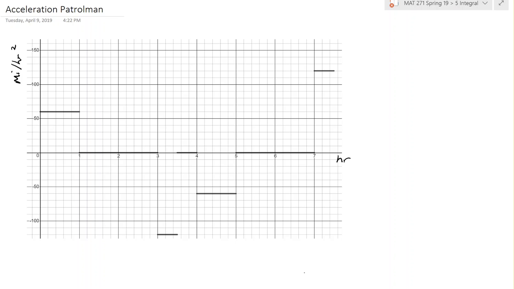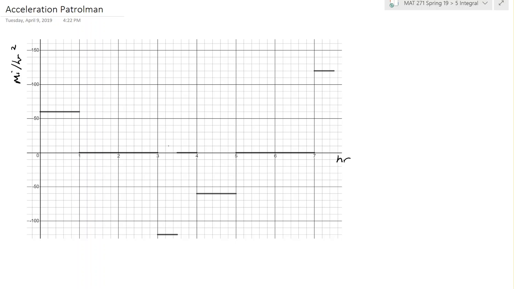I've got a little graph that I put together that represents the acceleration of a patrolman. It's not terribly realistic, but at time 0, the patrolman starts accelerating at 60 miles per hour squared. That's actually really pretty darn slow. He starts accelerating at 60 miles per hour squared, and he does that, as you can see from the graph, as x goes from 0 to 1.